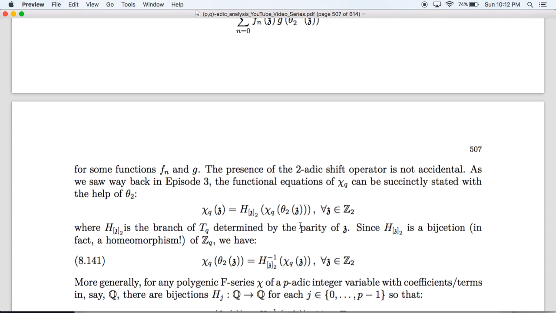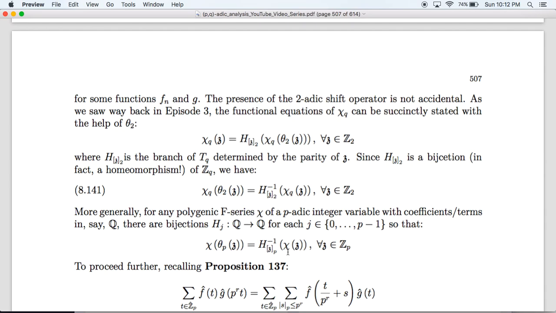As we saw way back in episode 3, the functional equations of chi q can be succinctly stated with the help of the shift operator, where hz2 is the branch of the shortened qx plus 1 map, which is determined by the parity of z. Since hz2 is a bijection, in fact a homeomorphism, of Zq, we then have this formula. More generally, for any polygenic f-series chi of a p-adic integer variable with coefficients and terms in, say, Q, there are bijections hj of Q to Q, such that such a relation holds.